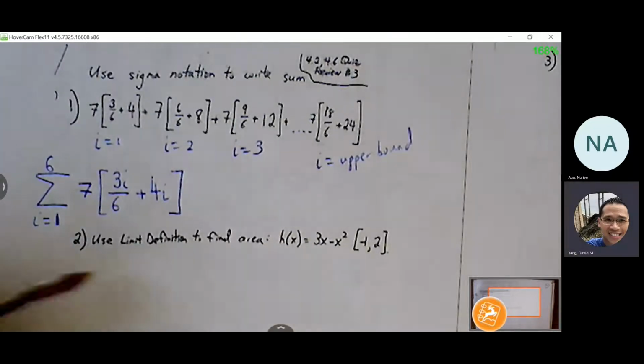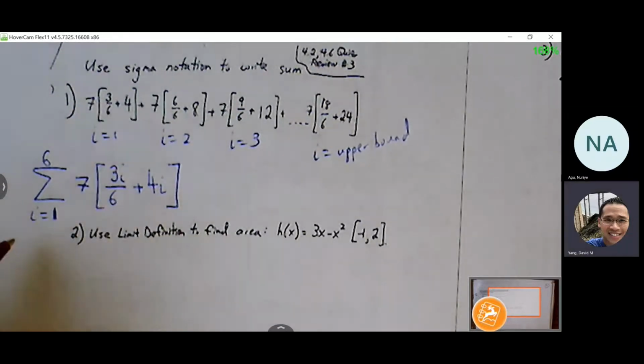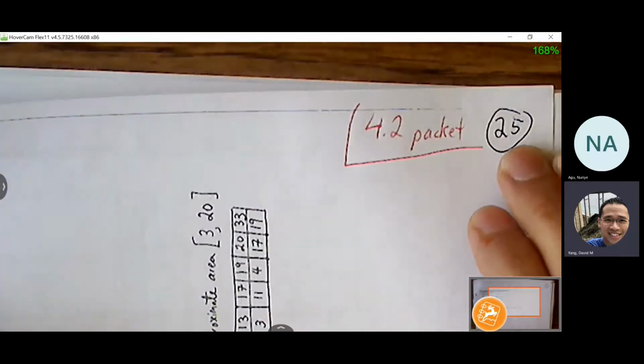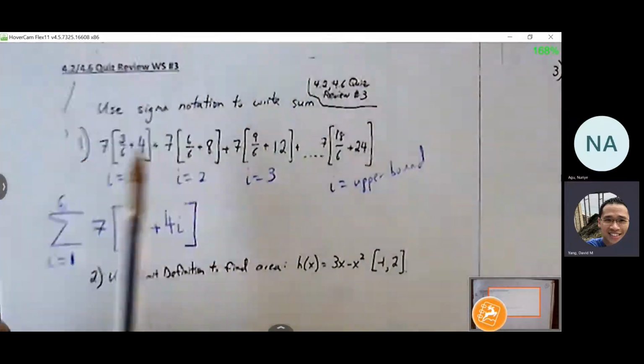All right, let's do a limit definition problem. Right. So, are you okay with number 1? Okay, so this is Jake. This is page 25 in the 4.2 packet. Yeah. For i, is it always going to be like 1, 2, 3? Yeah, it'll be 1, 2, 3.